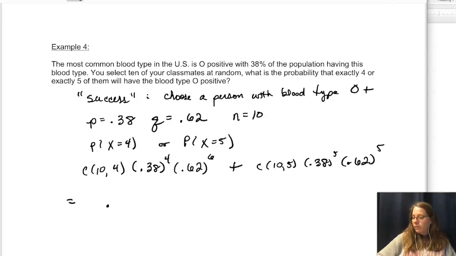Altogether, we get 0.4316 for the probability of having exactly 4 or exactly 5 successes in a sequence of 10 trials.